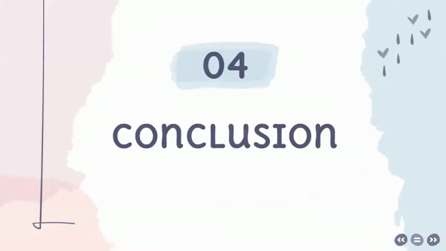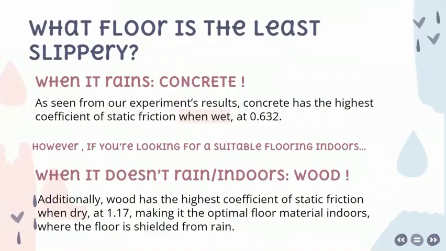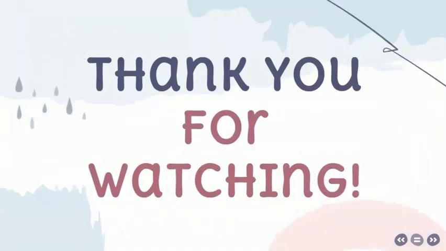Now, let's find out which are the best materials for flooring. Concrete has the highest coefficient of static friction when wet at 0.632 and should thus be used outdoors where it rains frequently. However, in dry conditions, we found that wood was the least slippery as wood had the highest coefficient of 1.17. Therefore, it is recommended that wood should be used for indoor flooring. We hope that this project gives you a better understanding of how static friction plays a part in ensuring our safety when walking on certain surfaces, especially in wet weather conditions.